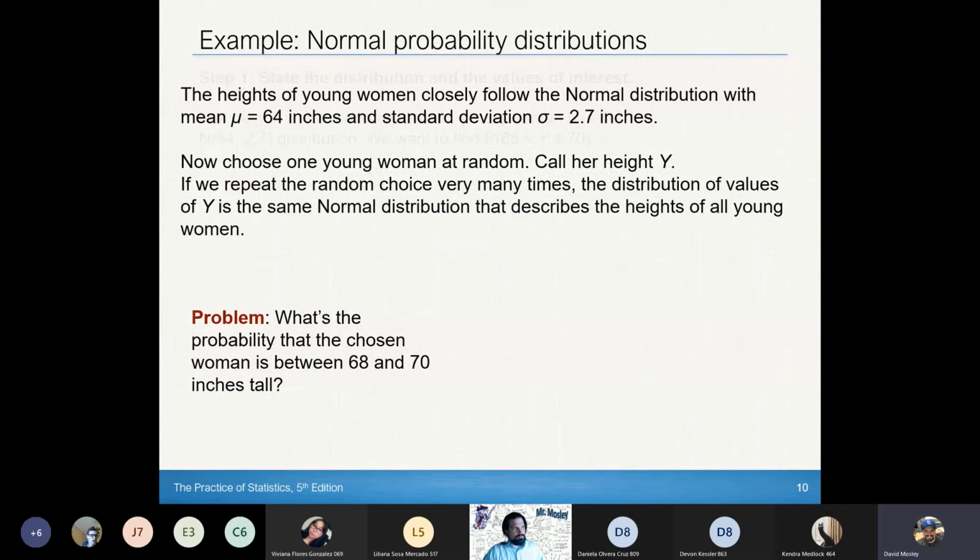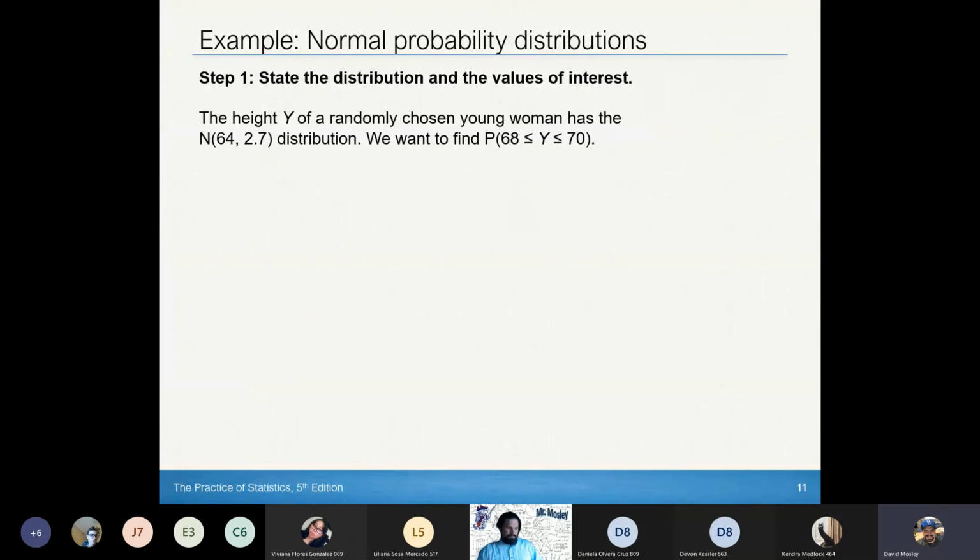So we go over here. Here's our setup again. State the distribution and the values of interest. The height y of a randomly chosen young woman has the distribution normal with a mean of 64 and standard deviation of 2.7. Remember, this is our shorthand notation: we have a normal distribution, and these are the mean and standard deviation. That's the information we need. We can draw a graph. We can figure out things with just this information. We want to find the probability that y is greater than or equal to 68 but less than or equal to 70. Okay.